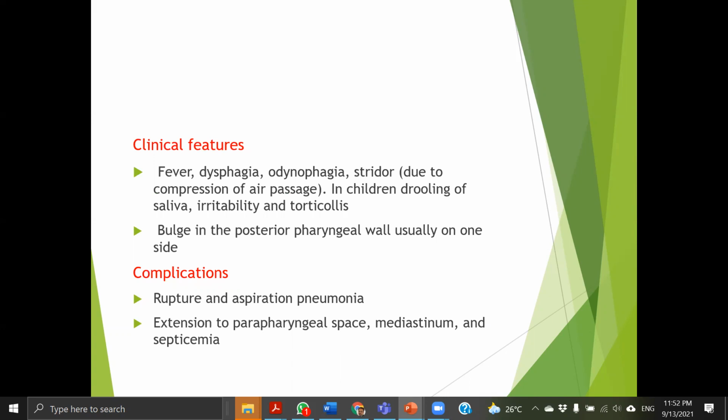Complications are rupture of abscess and aspiration of pus resulting in aspiration pneumonia, extension of infection to the parapharyngeal space, mediastinum, and septicemia.